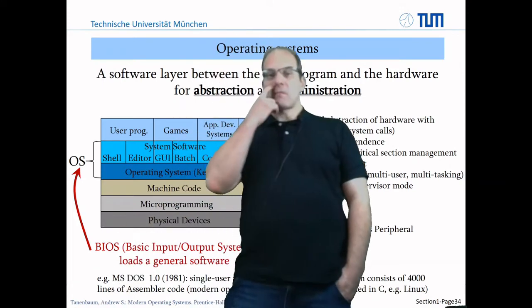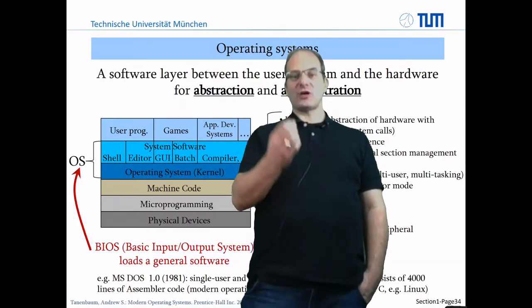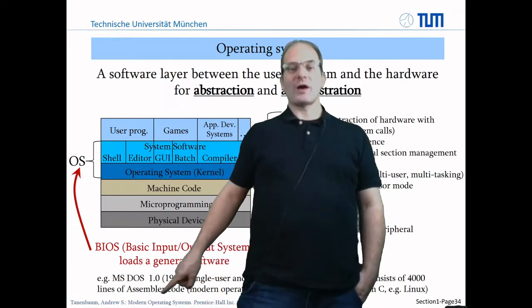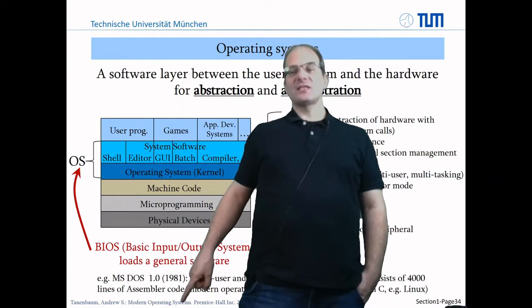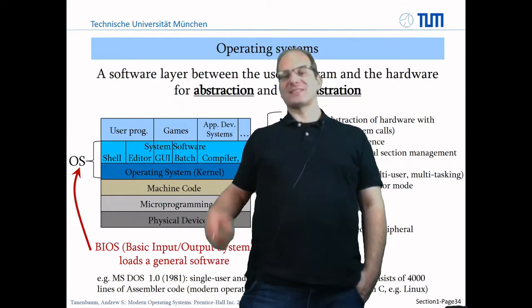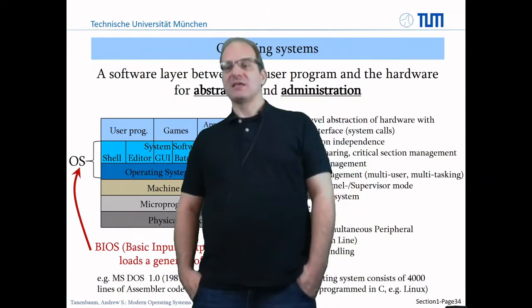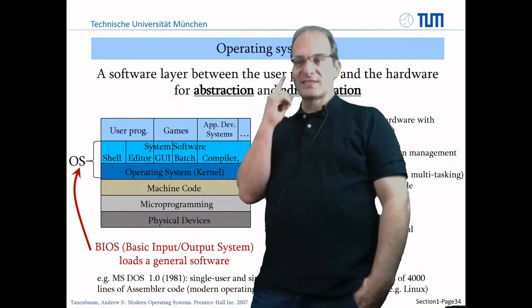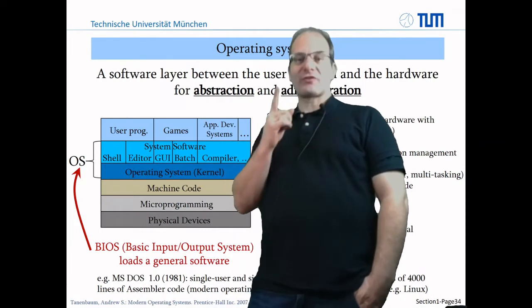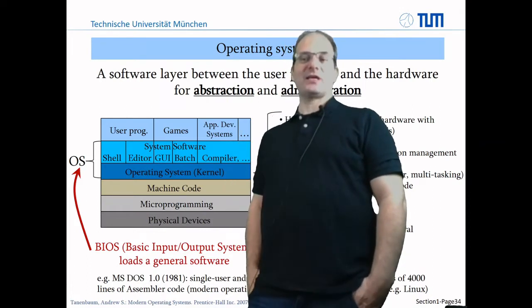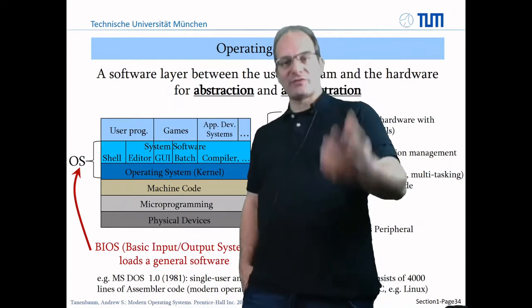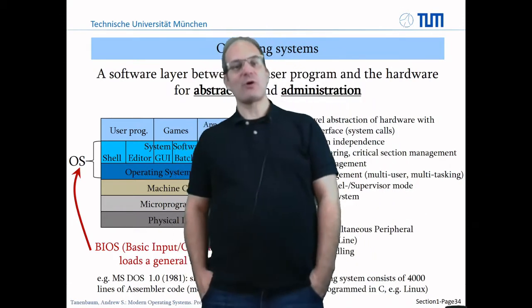By the way, Microsoft DOS, one of the first operating systems, Microsoft DOS 1.0 in the year 1981, was a single user and single tasking operating system, and it consists of 4,000 lines of assembly code. So it was really the starting point of such high level programs.